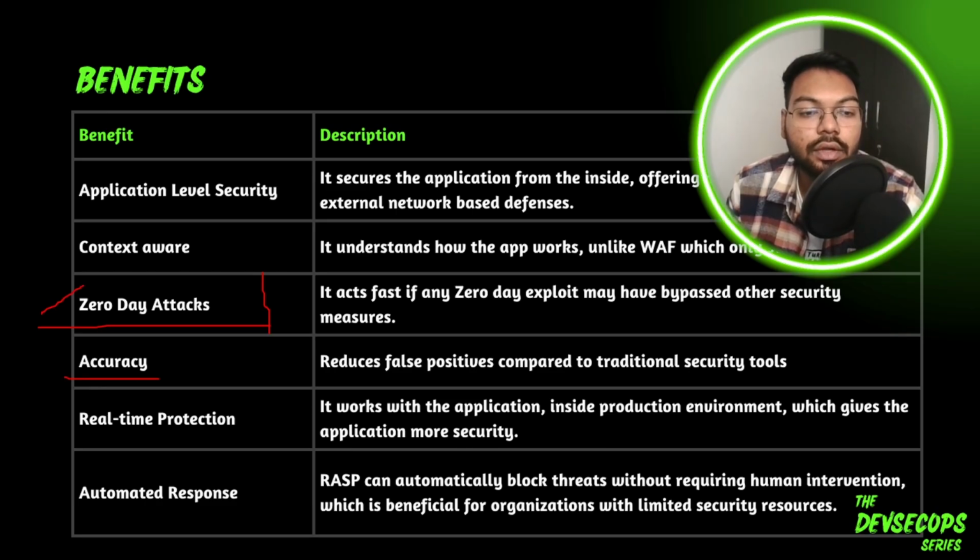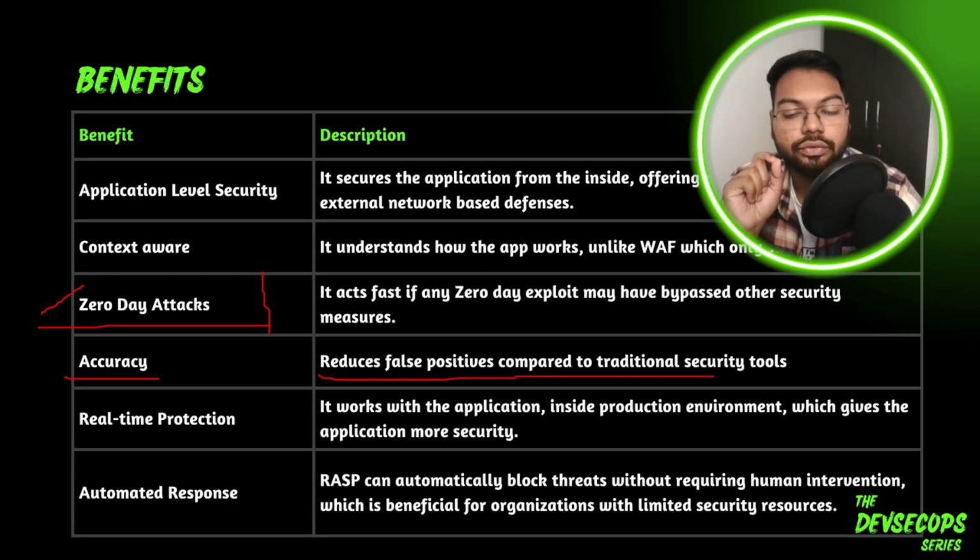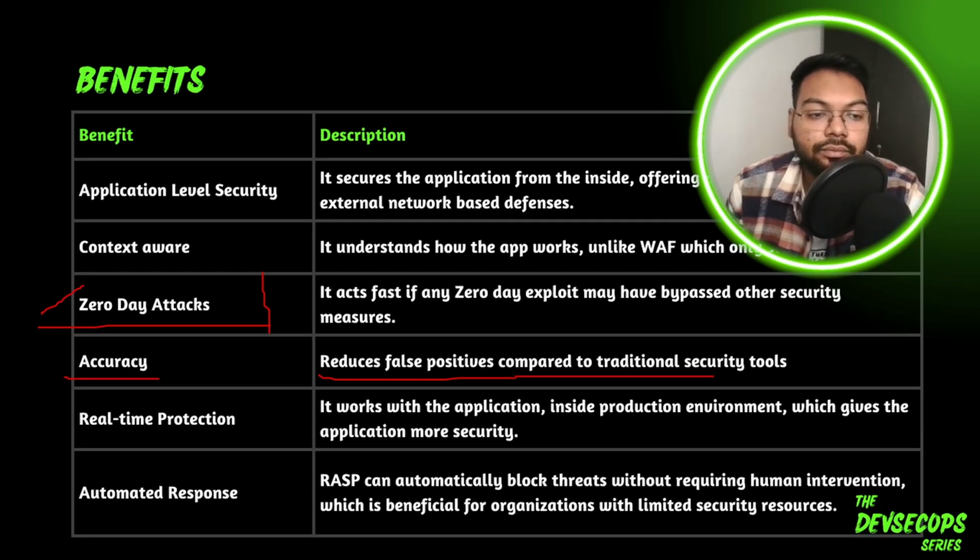Then accuracy, so it reduces false positives compared to traditional security measures. So remember, IAST implementation and RASP implementation really help you in reducing the number of false positives in your vulnerability mitigation procedure. That helps a lot.